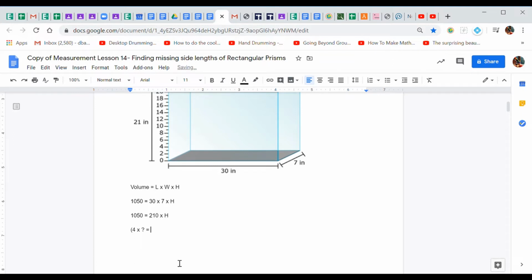I'll say 28 equals 28. What is question mark? Well, I can just do it in my head. 4 times 7 is 28. Or say that's the same as doing 28 divided by 4 equals 7.